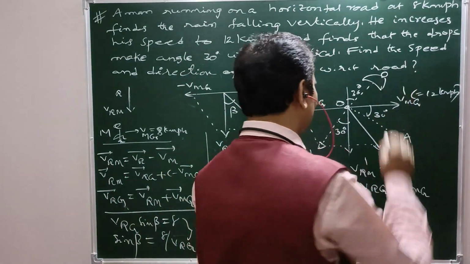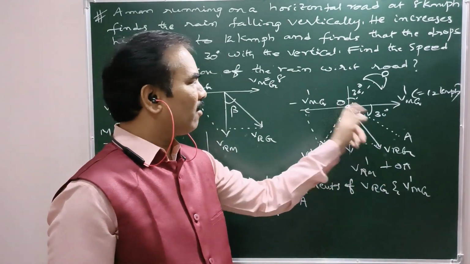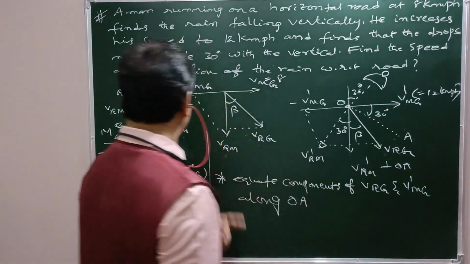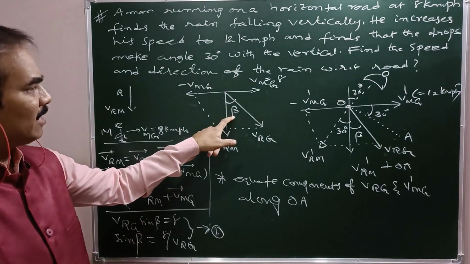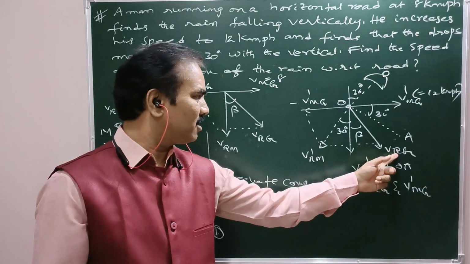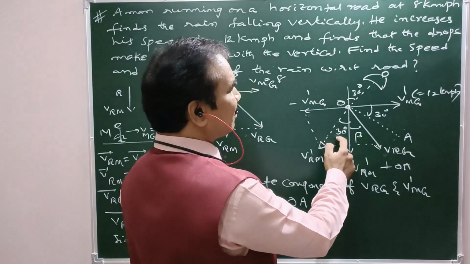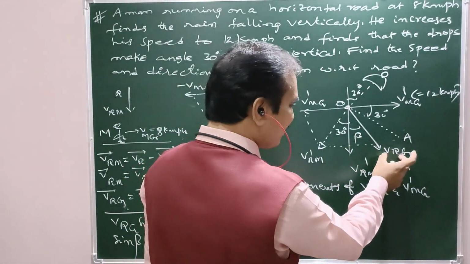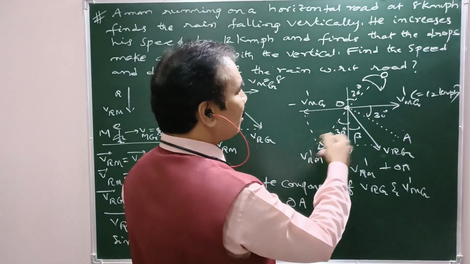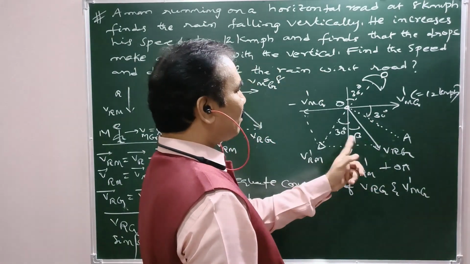Now, what is the component of VRG along OA? See here, 30 degrees. Here it is beta from the previous concept. This is beta because this is VRG, this is also VRG, there is no change. So what is the net angle from here to there? Beta plus 30, or 30 plus beta. The component of VRG along this direction is VRG cos 30 plus beta. The other component along OA is VRG sin 30 plus beta.